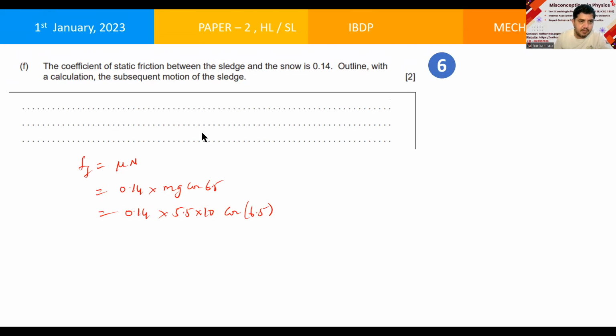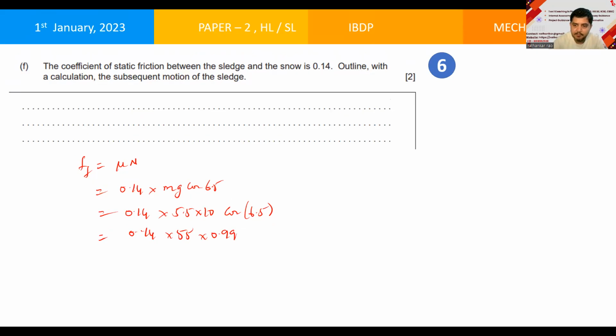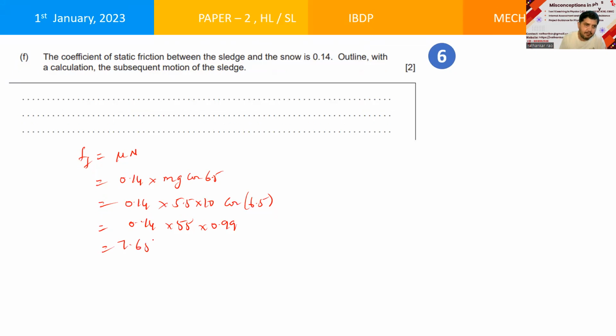Trigonometry, cos of 6.5 is 0.99. So I'll write this as 0.14 into 5.5 into 10 into 0.99. When I do this, I get 5.5 times 0.14. What is this? 7.65. So the frictional force acting on it is seen to be 7.65 Newton the moment the sledge starts climbing here.